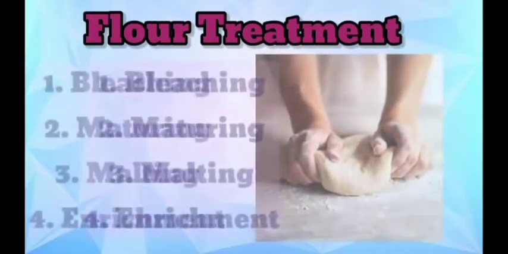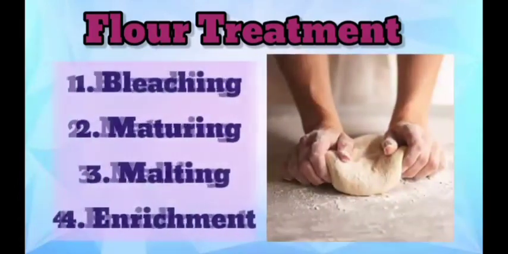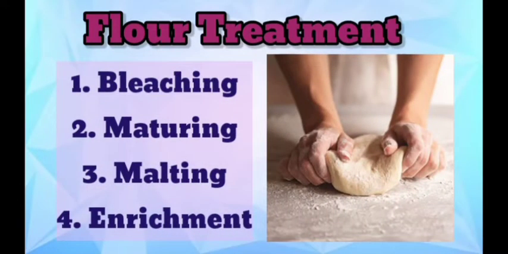Flour treatment. Flour treatment means the way of improving the quality of dough. It has 4 steps: bleaching, maturing, melting, and enrichment. Bleaching helps to make the flour whiter. Here the carotenoid yellow pigment of the flour is oxidized to produce whiter flour. This is done by using chemical bleaching agents. Maturing helps to strengthen the properties of the flour. The common maturing agent is potassium bromate. Melting. In this step, we will add melted barley to the flour to assist yeast fermentation. Enrichment means addition of nutrients to the flour.